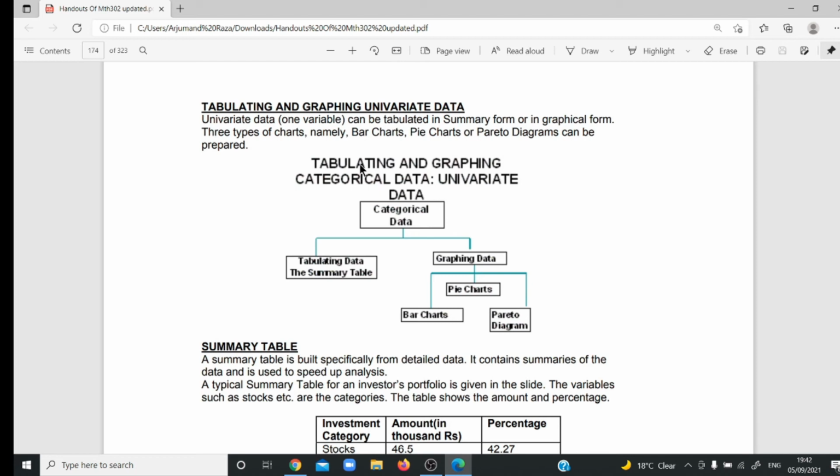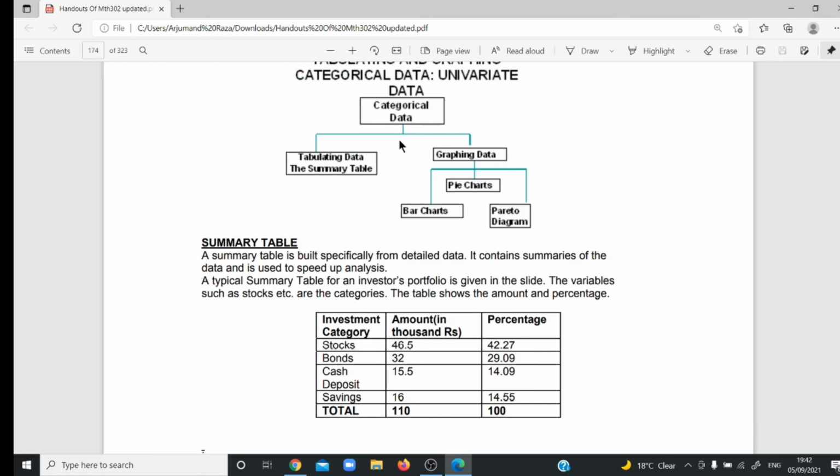And then we have tabulating and graphing categorical data, univariate. You remember, in this we have only one variable. So for one variable, we write the data into two categories: the first is tabulating and the second is graphing. For graphing, pie charts, bar charts and Pareto diagrams all come in graphing data. And tabulating, these types of tables, we call tabulating data or summary tables.